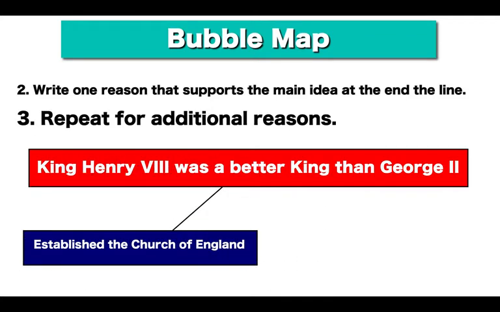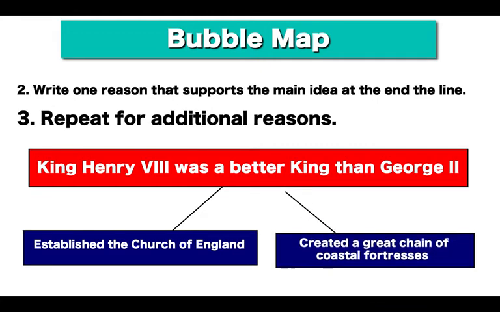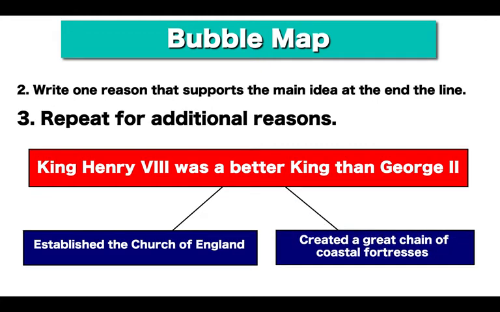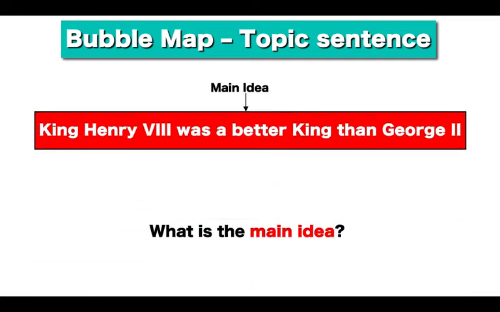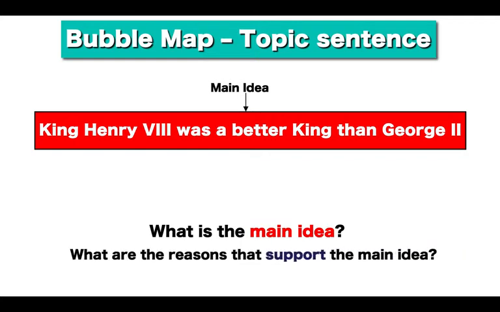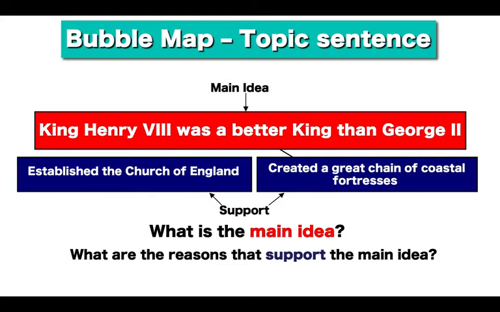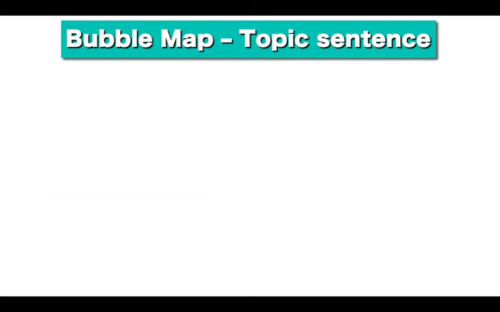Repeat for additional reasons. Okay, so then, yes, he created a great chain of coastal fortresses. That's right. So now, what is the main idea? Well, the main idea, we said that King Henry VIII was a better king than George II. What are the reasons that support the main idea? Well, we said he established the Church of England and created a great chain of coastal fortresses. Okay, those are my support. That's right.